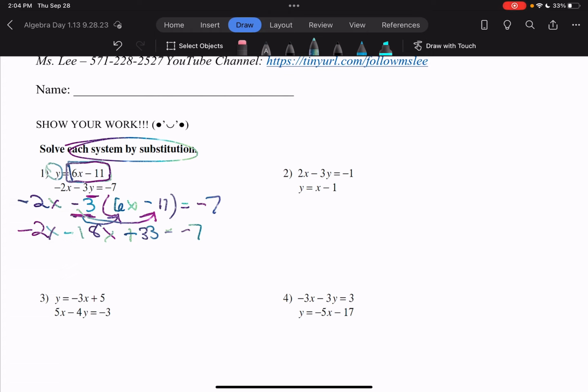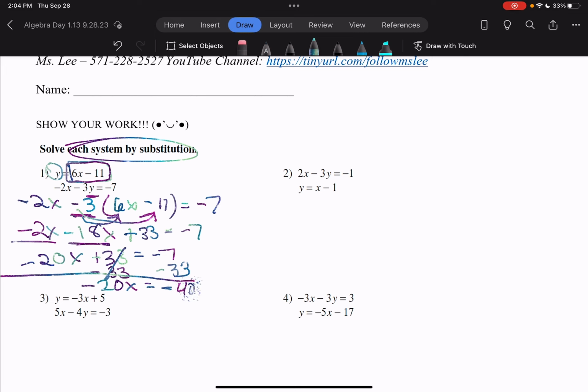Now I'm going to combine like terms. I can combine negative 2x and negative 18x because they both have x's, so that's going to be negative 20x plus 33 equals negative 7. I'm going to subtract 33 from both sides because 33 minus 33 will give me 0. I get negative 20x equals negative 40. Divide both sides by negative 20 because I'm doing that inverse operation, and I'm going to get x equals negative 40 divided by negative 20, which is positive 2.